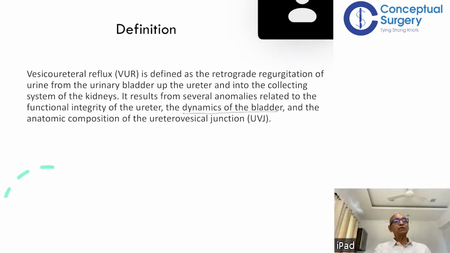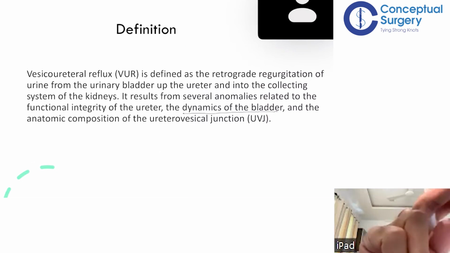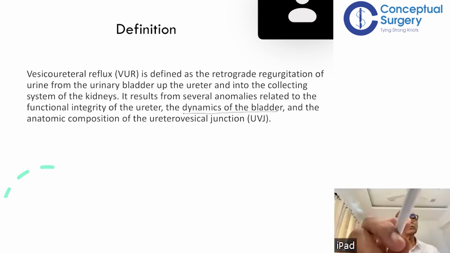Now, if you have to define it, it can be defined as a retrograde regurgitation of urine. That means normally urinary flow is antegrade, isn't it? Here it would be retrograde regurgitation of urine from the urinary bladder up the ureter and into the collecting system of the kidneys.